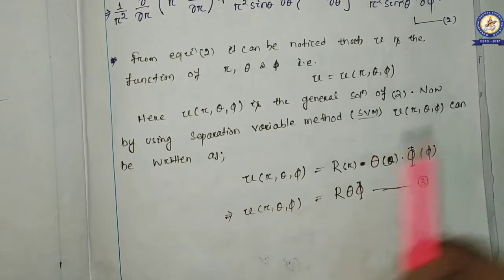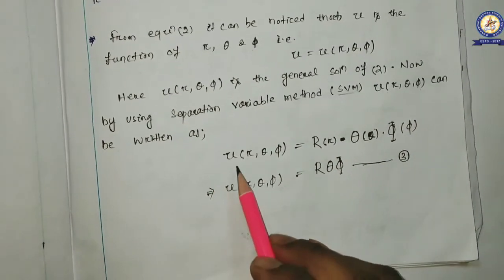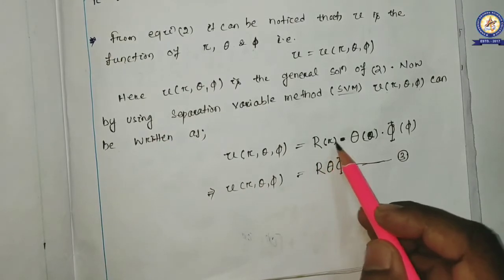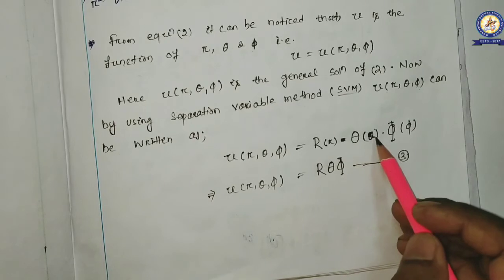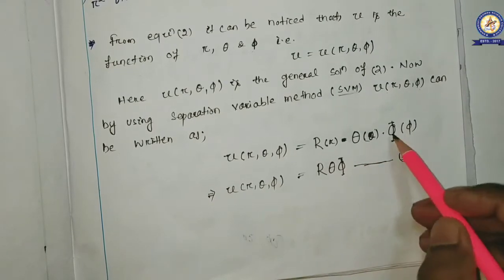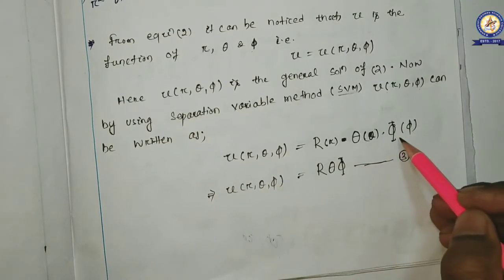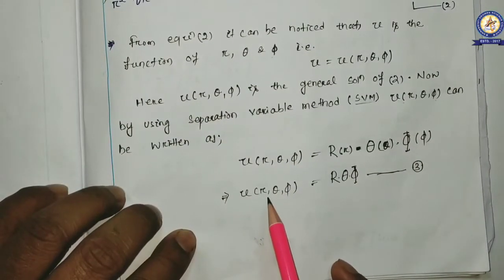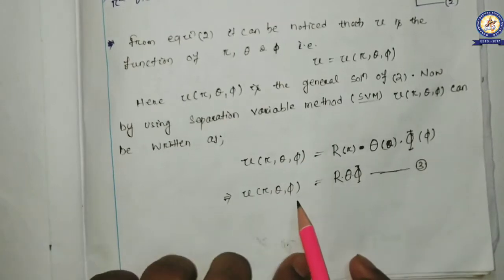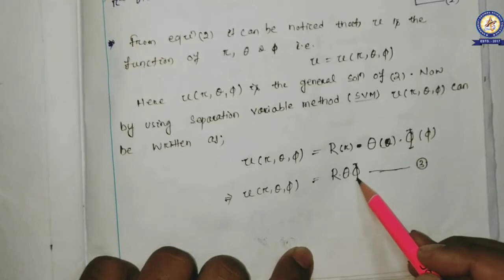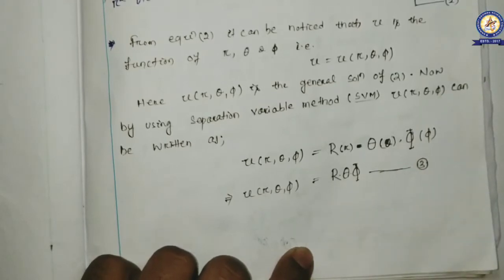u of r, theta, phi can be written as u equal to capital R, which is a function of r only, into capital Theta, which is a function of theta only. See, this is your capital Theta and this is the small theta. Into capital Phi, which is a function of phi only. So u of r, theta, phi equals R into Theta into Phi. Let this be equation number 3.